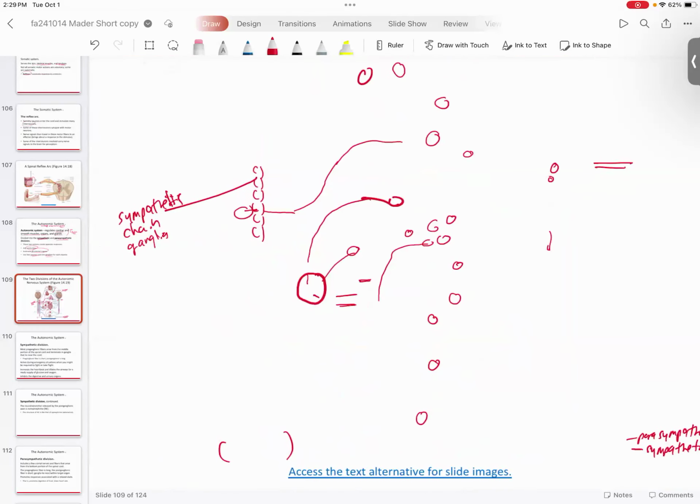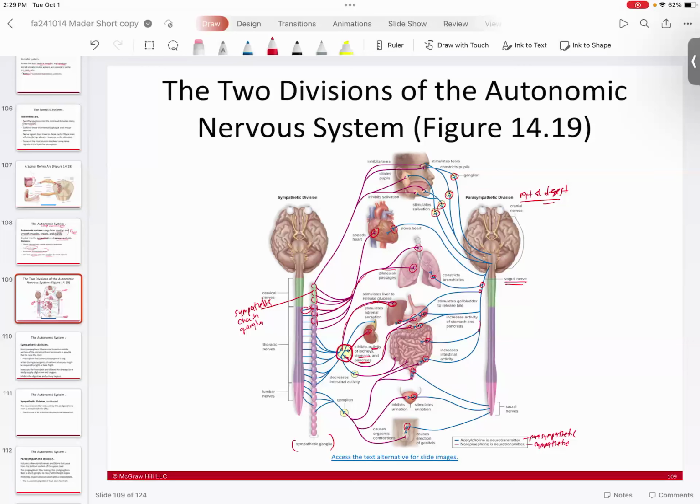Right, so basically what's going to happen is you're going to shut down a lot of the rest and digest functions. You're going to shut down your bladder, inhibit the bladder. You're going to inhibit the reproductive organs. You're going to inhibit your digestive system. And then that's going to prepare you for running for your life, right? Fight or flight basically means you're running for your life. You're not resting and digesting.